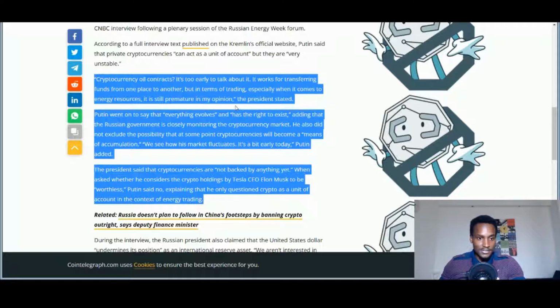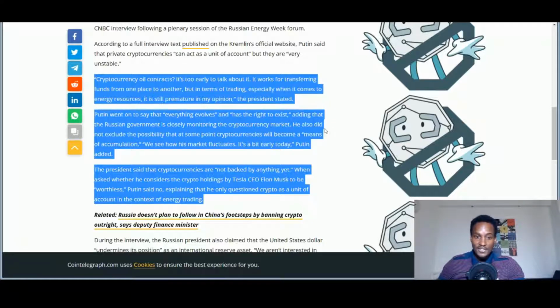That's what Putin said. So Putin went on to say that everything evolves and it has the right to exist, adding that the Russian government is closely monitoring the cryptocurrency market. He also did not exclude the possibility that at some point cryptocurrencies will become a means of accumulation. "We see how this market fluctuates. It's a bit too early," Putin added. "I think we see how this market fluctuates."